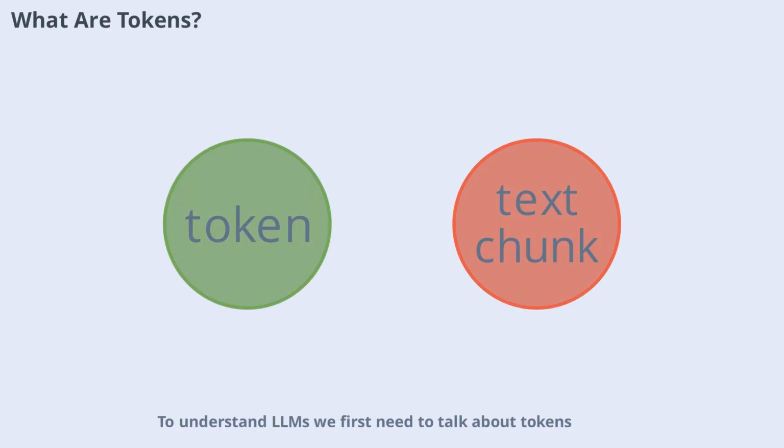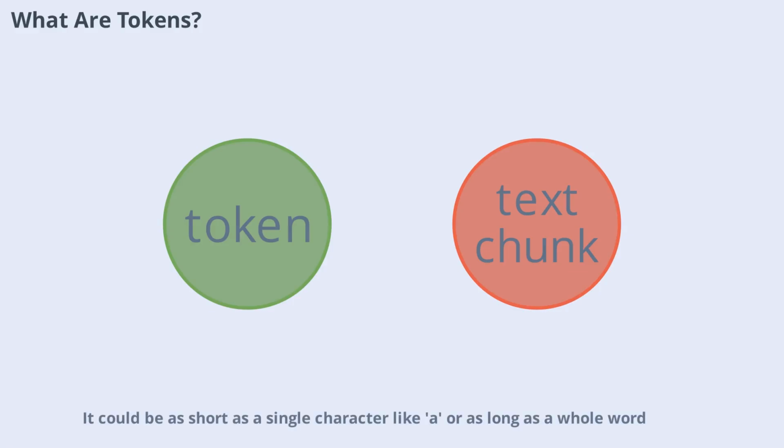To understand LLMs, we first need to talk about tokens. In the context of language models, a token is a small chunk of text. It could be as short as a single character, like a, or as long as a whole word, like apple. The model doesn't see text the way humans do, it sees a sequence of these tokens. By breaking down sentences into tokens, LLMs can process and analyze language in a structured way. This is the first step before any deeper understanding or generation of text can happen.